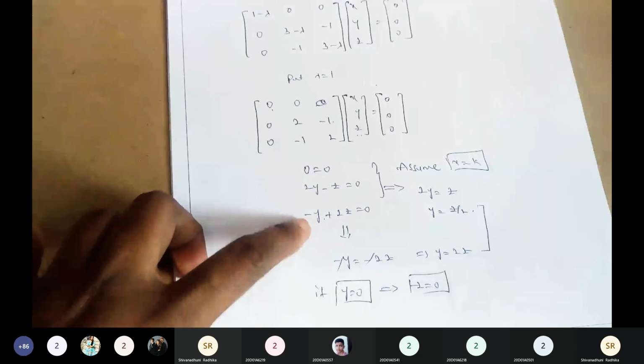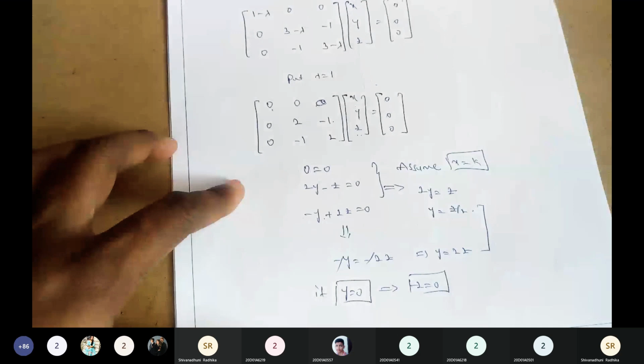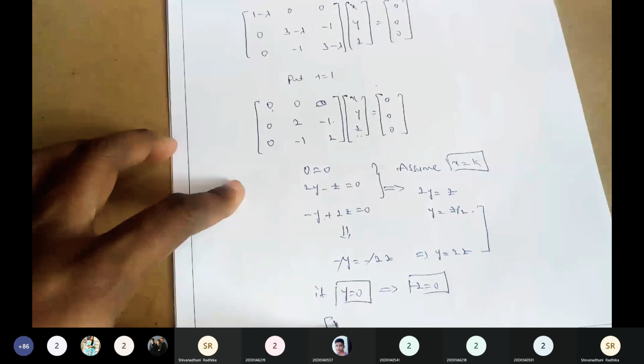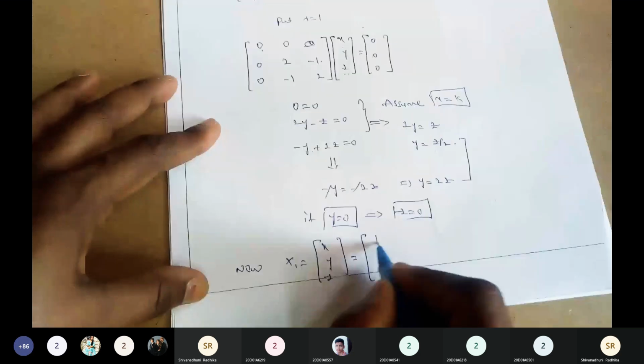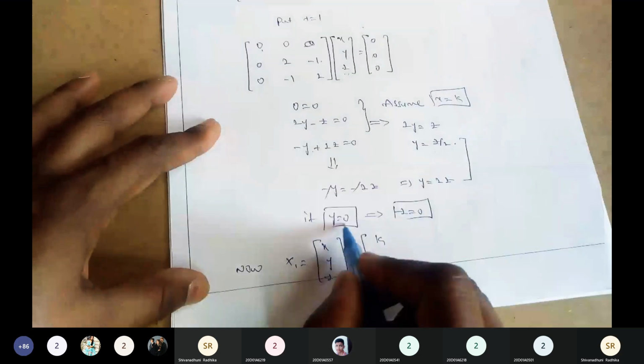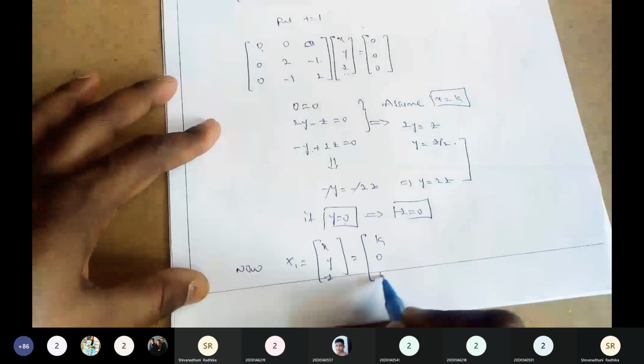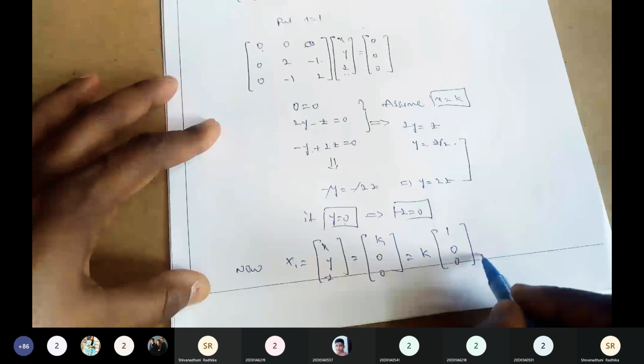Now, the first eigenvector x1, that is x, y, z. So that equals what here? x equals k, and y is 0, z is 0. Now we need to take the constant outside: 1, 0, 0. So this is the first eigenvector. It is clear to all of you?